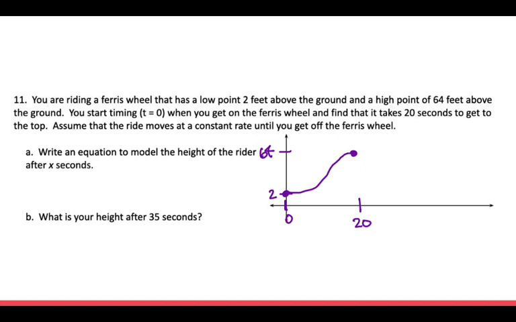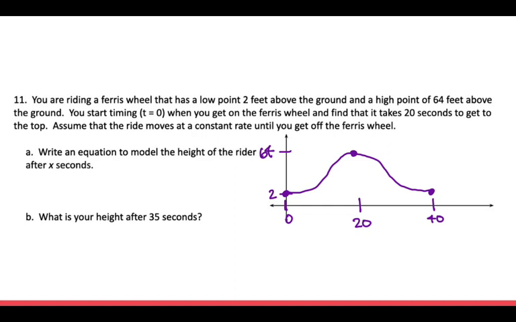Whee! Oh, look at that. I only have half of a graph. Okay, so assume the ride moves at a constant rate until you get off the Ferris wheel. I don't want to see half a graph. I want to see a full cycle. So that means if it takes 20 seconds to get to the top, it's going to take another 20 seconds to get back down. So now I can see my full graph.